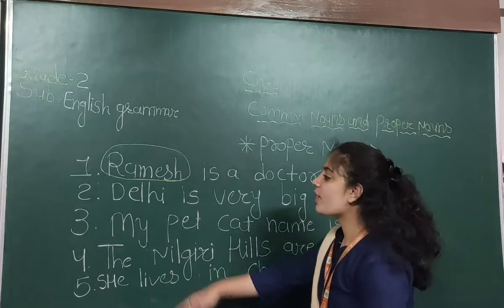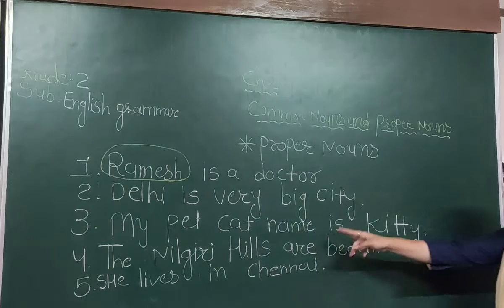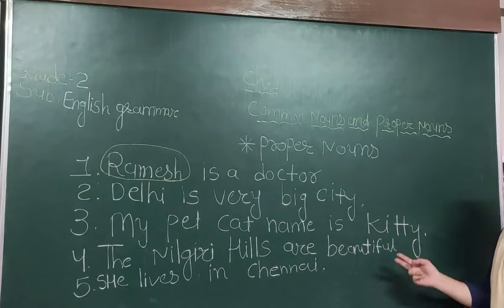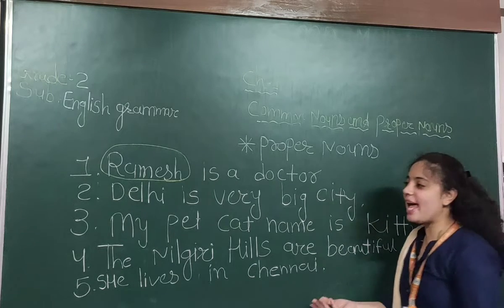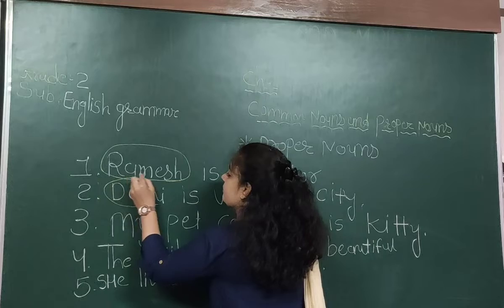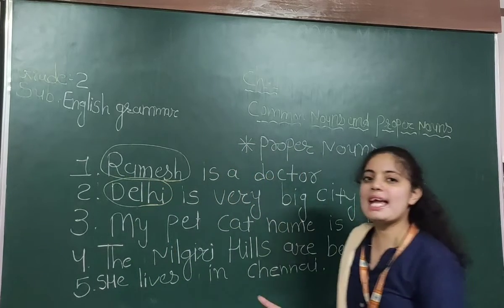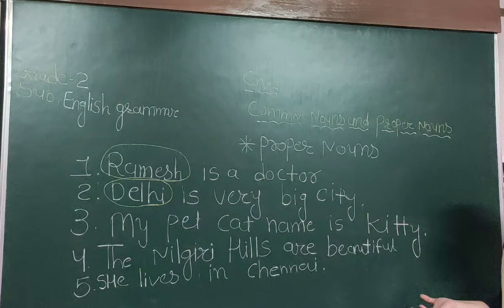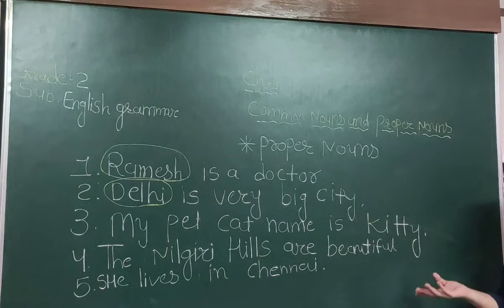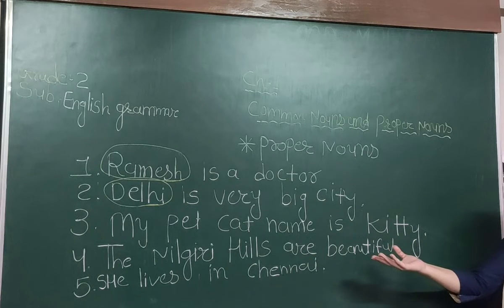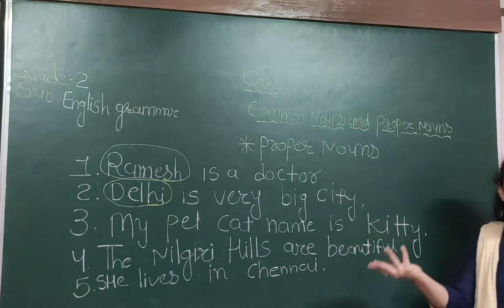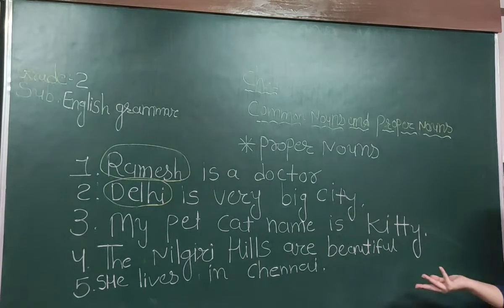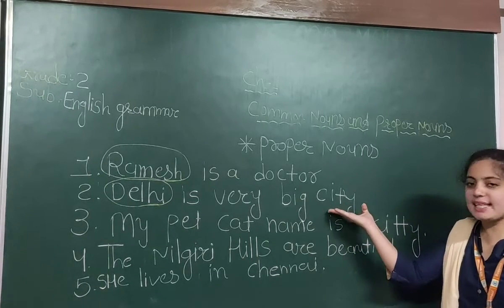Number two, Delhi is a very big city. So, here, Delhi. Yes. Delhi is our proper noun in this sentence. In that, Delhi, yes, it is the special name of a city or place. You can say special name of place or city.